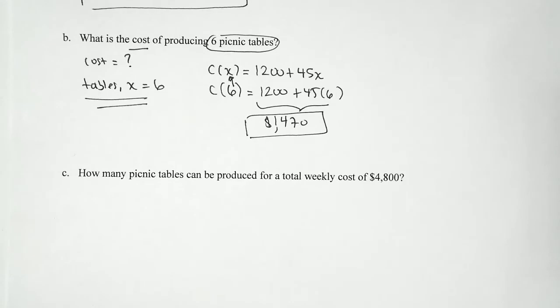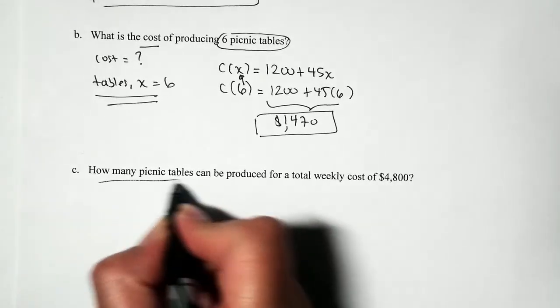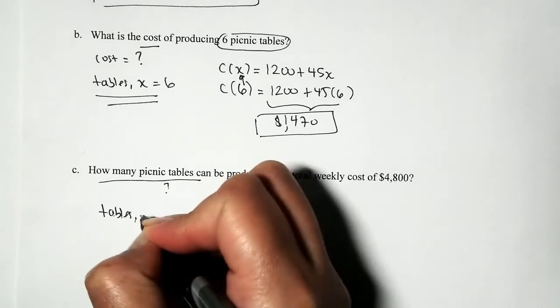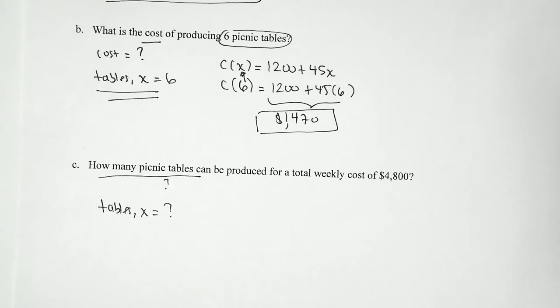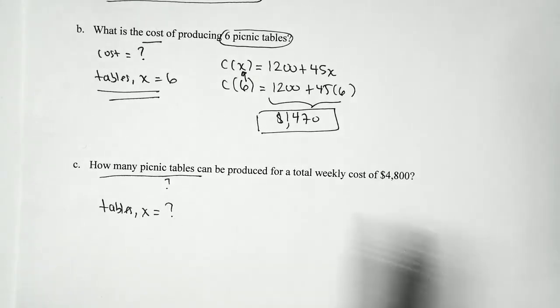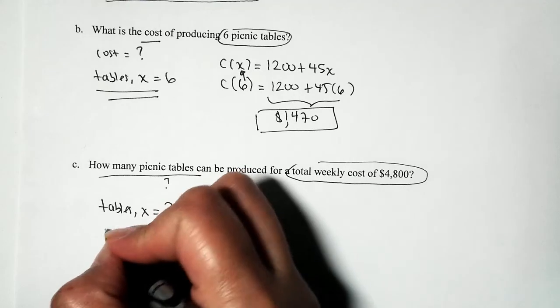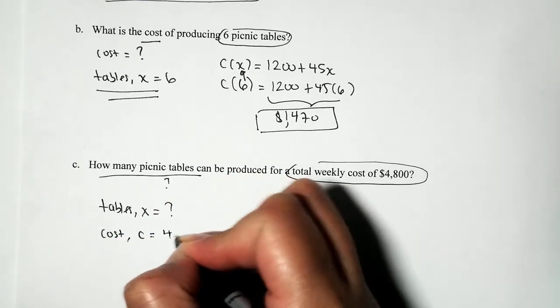For the grand finale, problem C: how many picnic tables can be produced for a total weekly cost of $4,800? How many picnic tables? No idea. So let me put tables, comma, x equals question mark. This is how I paraphrase things: whatever I'm asked to find, I just say this equals I don't know. So the total cost, which is given by C, equals $4,800.